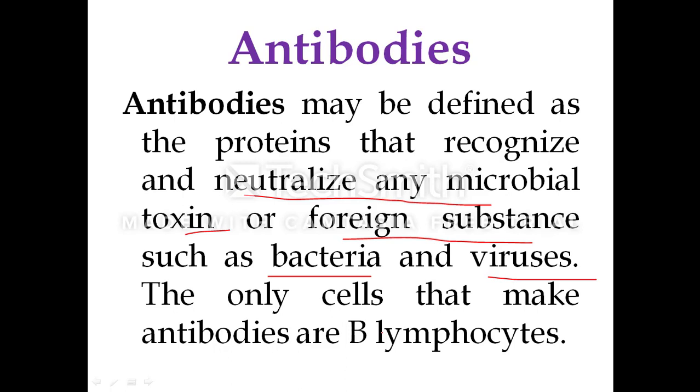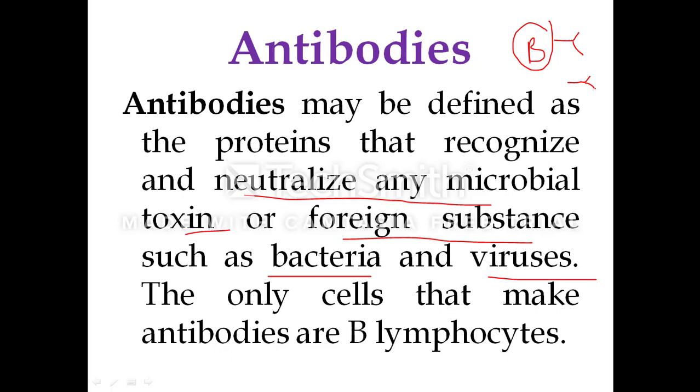Mainly, two forms of antibodies exist. One, those that are membrane bound, attached to the surface of the B lymphocytes. They are called the membrane bound antibodies. The other group is the secretory antibodies. These are secreted into the body fluid, so they will be freely floating inside the system to recognize the foreign substances or toxins inside the host organism.